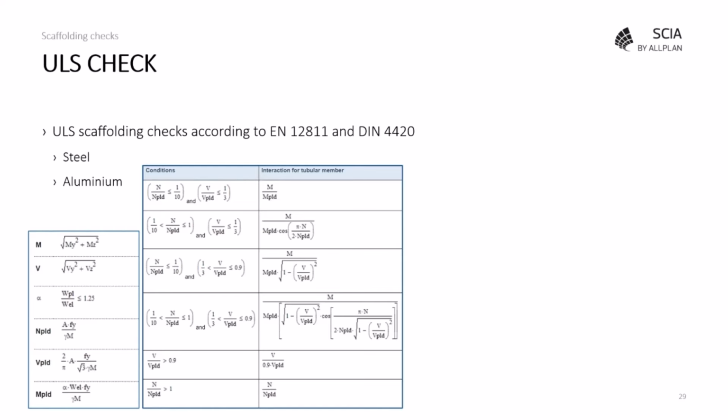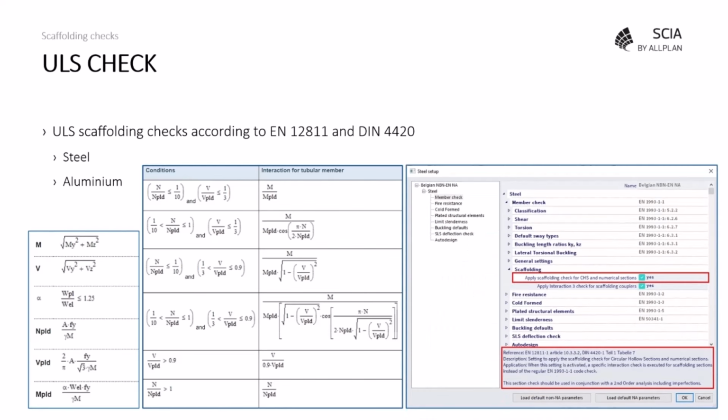It basically are section checks, because stability effects don't have to be considered. Buckling is included in the second order analysis with the imperfections, and we are working with tubes, so we don't have lateral torsional buckling effects. In the steel settings, you have a tick box that the checks are applied for the tubes, for CHS sections. It's activated by default.